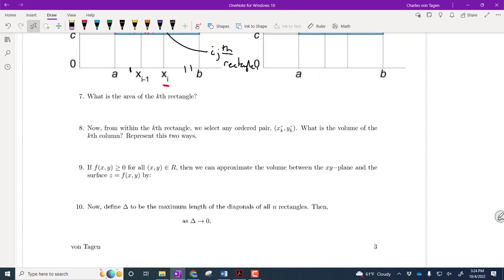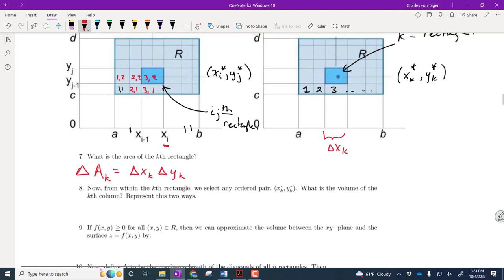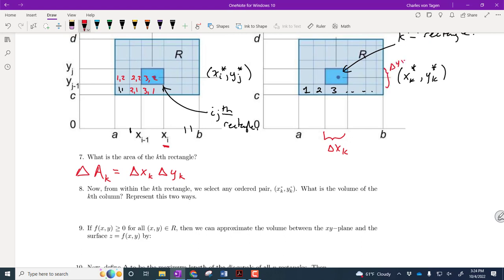All right. So what's the area of the kth rectangle? The area of the kth rectangle, which we'll denote delta A sub k for area of the kth rectangle. Notice that that's just delta x sub k, delta y sub k. Do you see why? We would call this difference right here delta x sub k, and we would call this difference right here delta y sub k. And so what's the area of this rectangle? It's delta x sub k times delta y sub k.